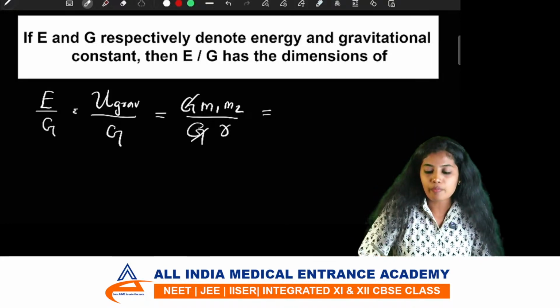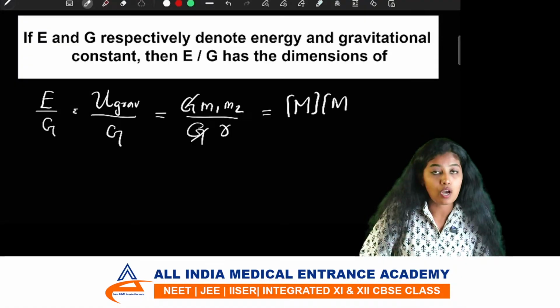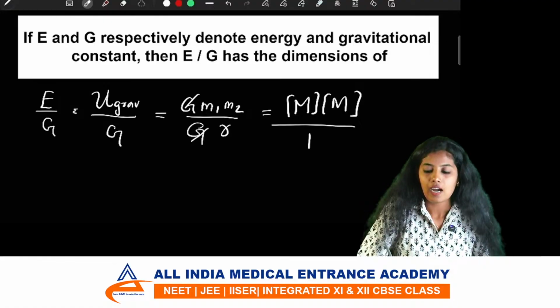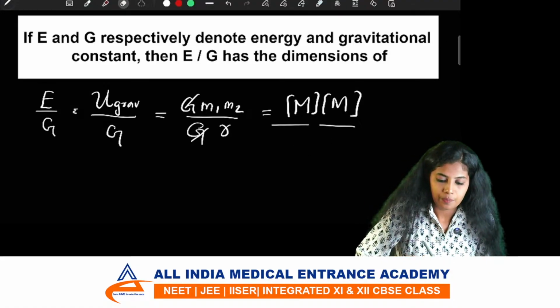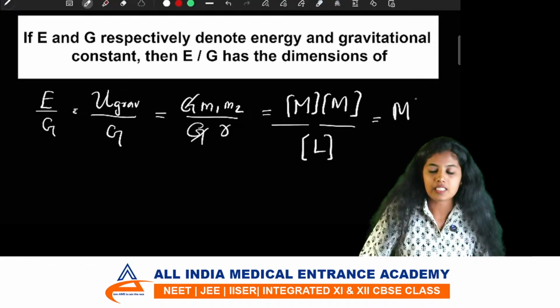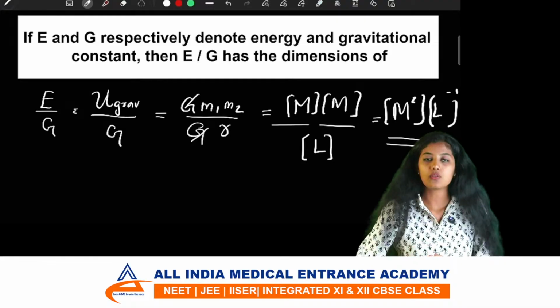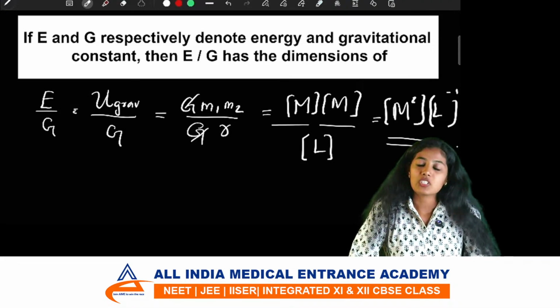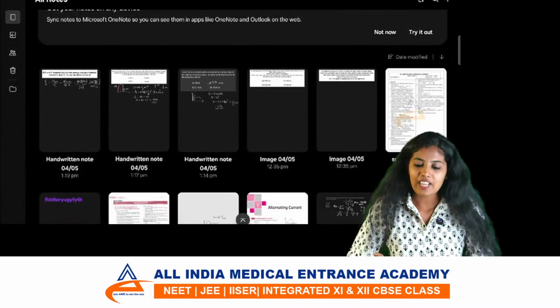What is the dimension of mass? M. M into M by, sorry, it is not R, it is L. So finally we get M square L raised to minus 1. In this way, we could solve this question in a very easy manner. So let us go to the next question.